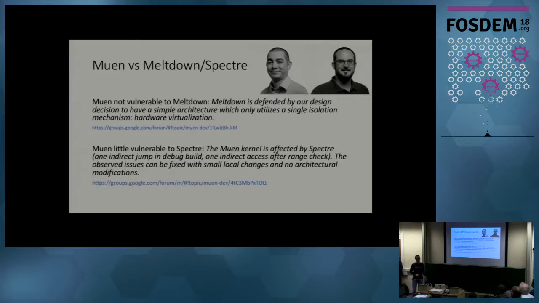And how best to illustrate the strength that they had with their approach than to see how well they did with Meltdown and Spectre, which were completely unexpected by the worldwide community. And if you look at these mails that were sent on the main dev mailing list, you learn that Meltdown is prevented not necessarily by Spark, but by the way that they selected a very, very small set of options to do this virtualization.